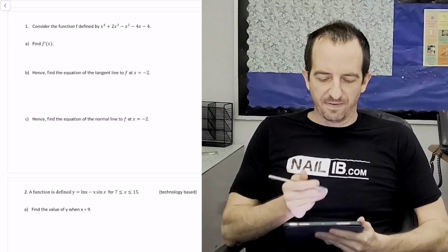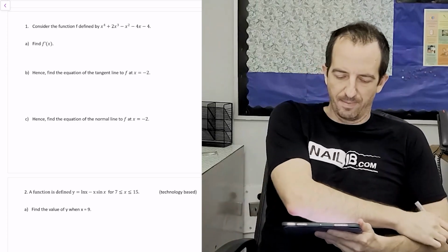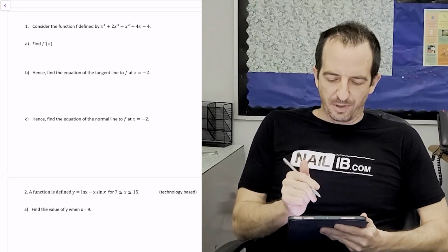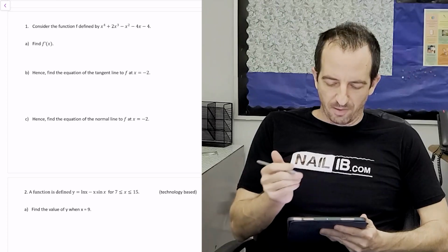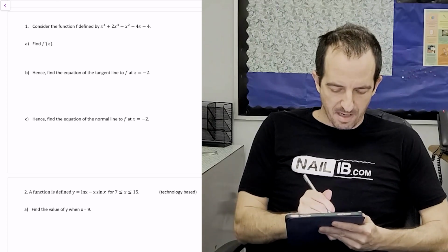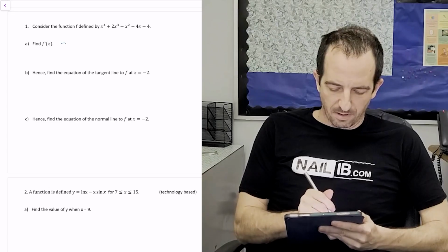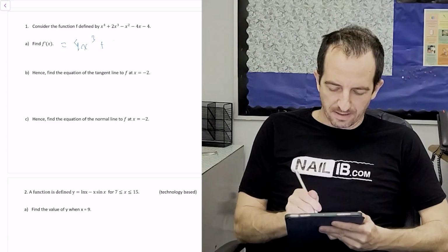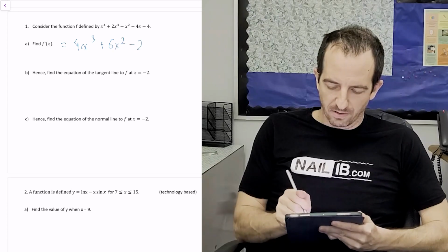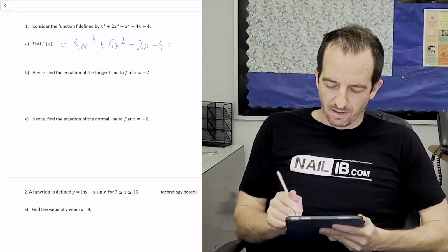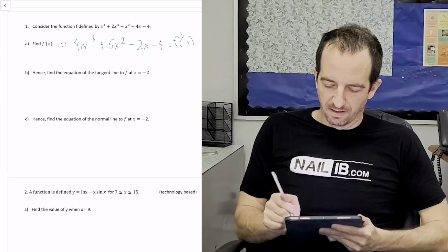As we know from the last video, and as you probably have already seen in your classwork, we have a polynomial. We bring the exponents down for each term, multiplied by the coefficient. So f prime is going to equal 4x cubed plus 6x squared, take away 2x, minus 4. That's equal to your f prime of x.